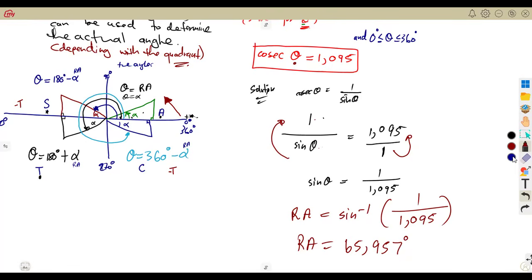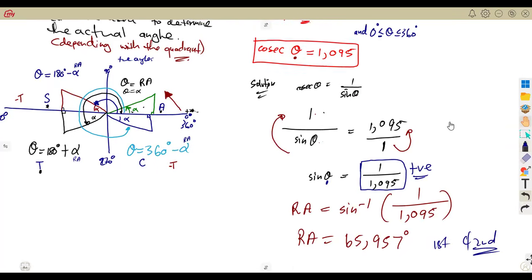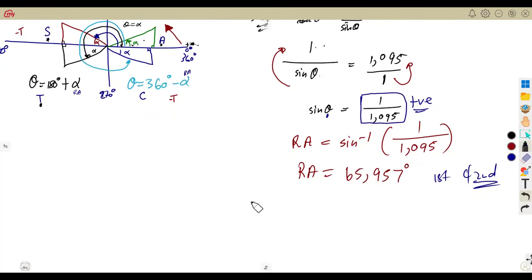Now, where are we going to take the solution from? We can see sine theta here. Sine theta is equal to this, and it's positive. This value that we see here is positive. So where is sine positive? Sine is positive in the first and the second quadrants, where we have S. So we are going to consider the first and the second quadrants for the solutions now, meaning our theta, the exact angle, is in those quadrants.